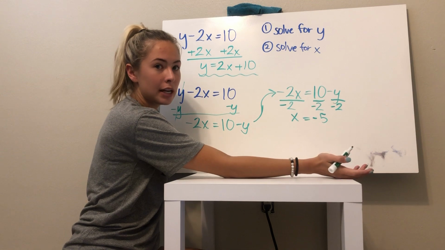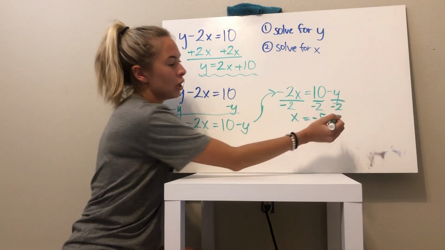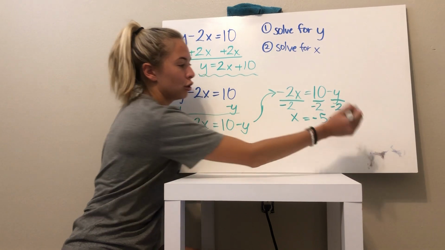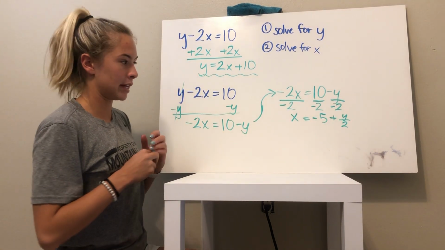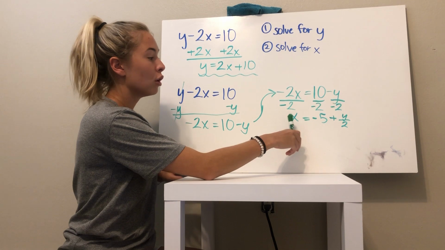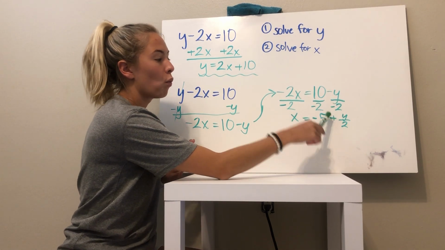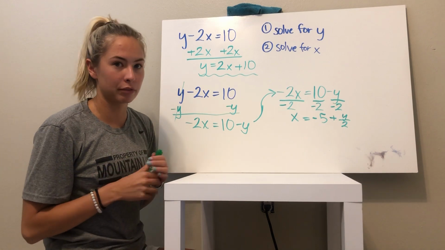A negative divided by a negative is a positive. So we have a positive y over 2. Does that make sense? So our final solution for x is x equals negative 5 plus y over 2. And that's as simplified as you can get it.